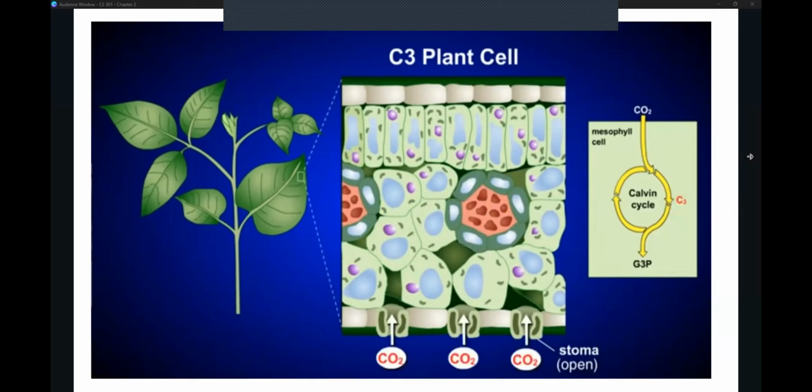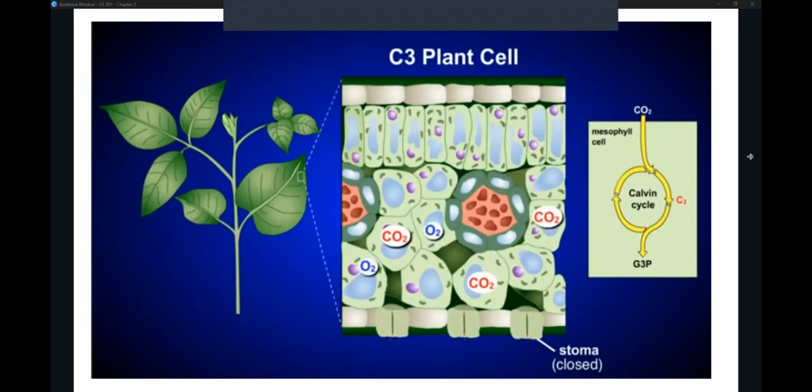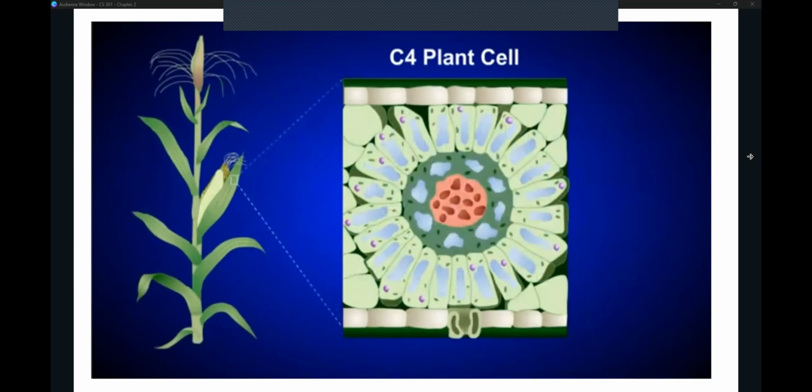If the stomata are open, CO2 moves in and oxygen moves out of the cell. But under hot or dry conditions, when the stomata are closed, oxygen accumulates, which inhibits the amount of C3 that can be made. Some plants have evolved an adaptation that allows them to be successful in hot, dry conditions. These plants carry out C4 photosynthesis instead of C3 photosynthesis.